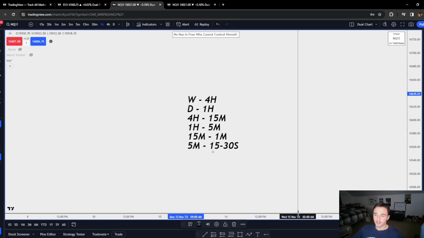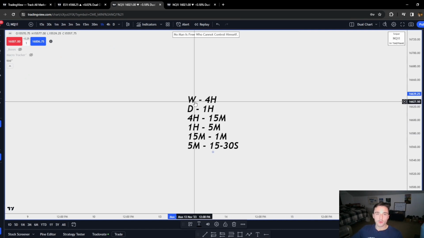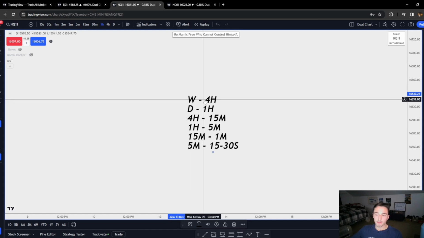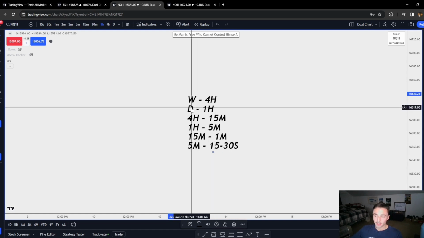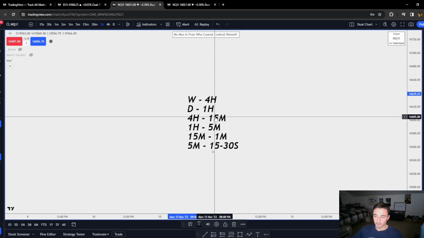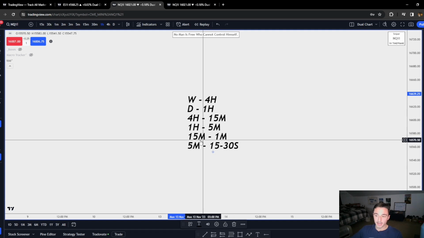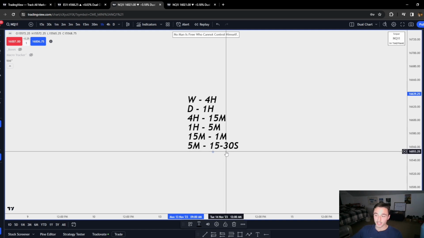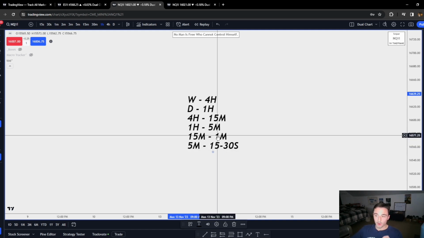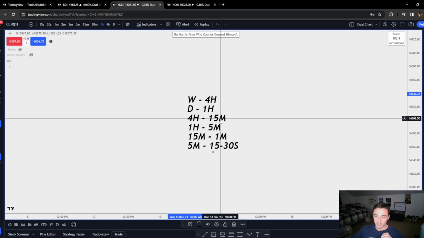Right here are the PD arrays you want to be watching for. If we run into a weekly PD array, you want to see a market maker sell model or a buy model on the 4-hour chart. Daily to 1 hour, 4 hour to 15 minute, 1 hour to 5 minute, 15 minute to 1 minute. And then if you're getting really risky or you want to trade quick price action, 5 minute to the 15 or 30 second chart. So let's hop into a 4-hour PD array traded on a 15-minute sell model.